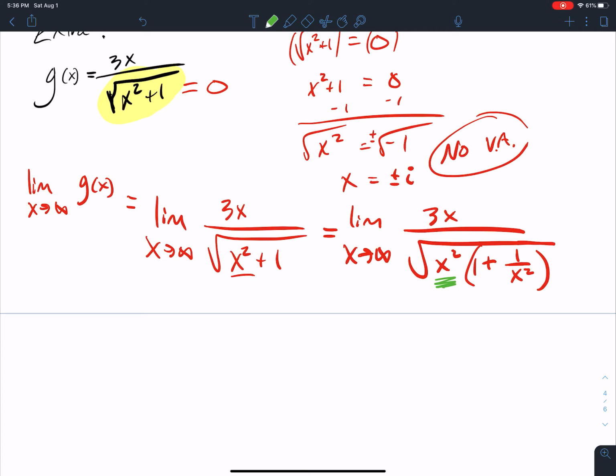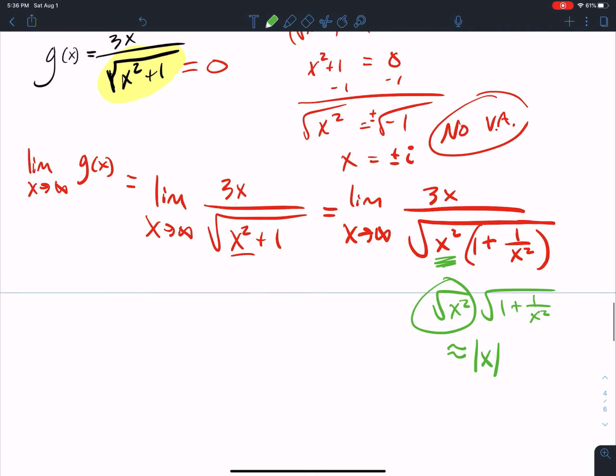into square root of x squared and the square root of 1 plus 1 over x squared, okay? And guess what's happening? This piece right here behaves roughly like the absolute value of x. The square root of the square is basically x in absolute value, okay? So it's a little bit different, right? So basically, what is this equal to?